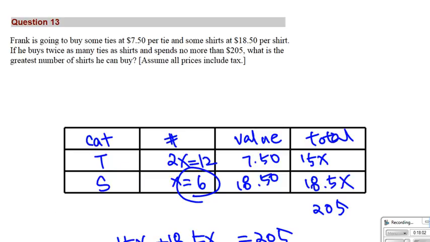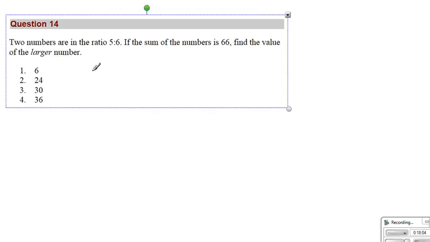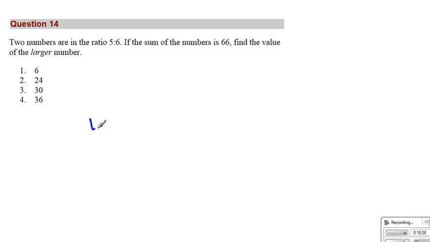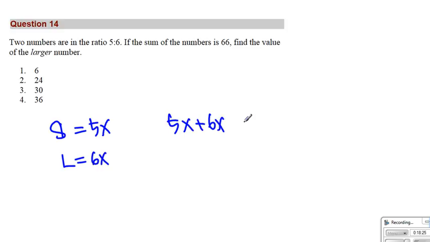Alright, let us move on. Two numbers are in the ratio of 5 and 6. That means we are looking at 5x and 6x. So this becomes larger number, smaller number. The sum of the numbers is 66. That means we're going to add them up. Find the value of larger number.